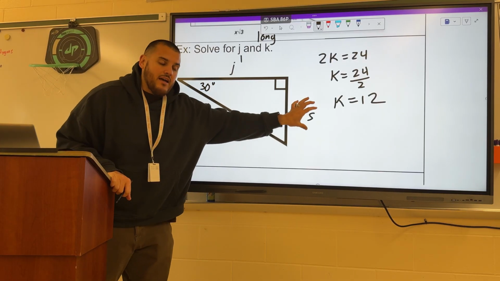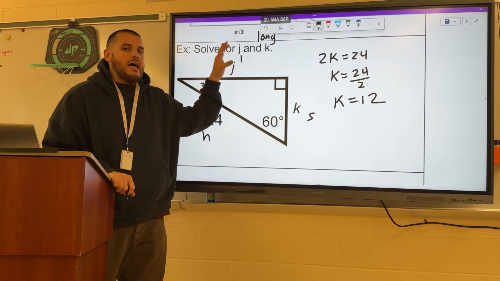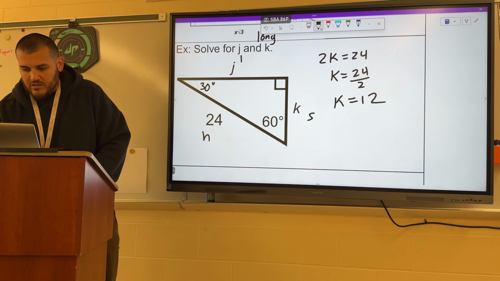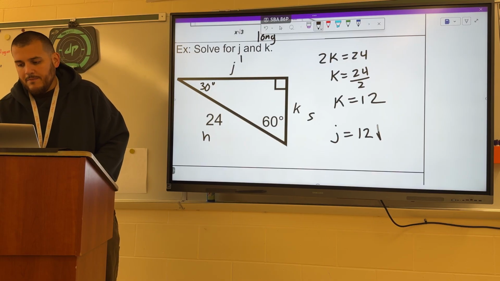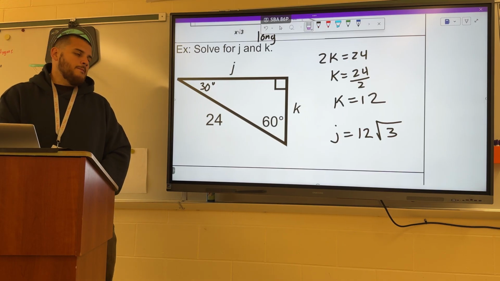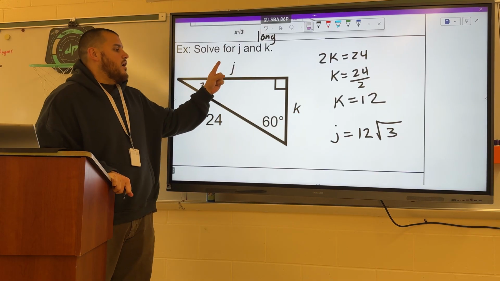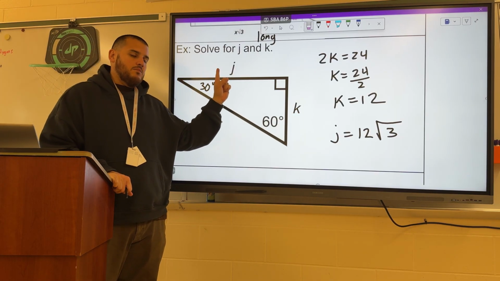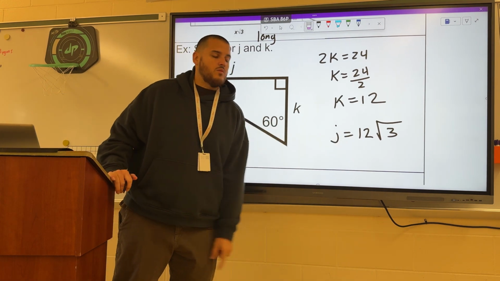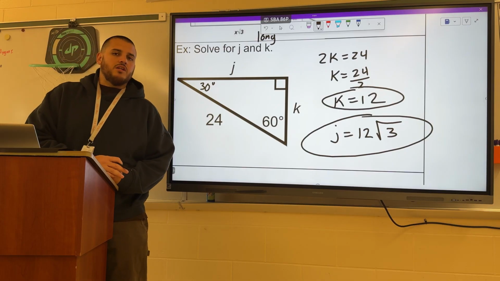Okay, from there, now that we know the short leg, remember the long leg is just the short leg times the square root of 3. So pretty easy there for j. It's just that 12 from my short leg times the square root of 3. So again, that is double the short leg on a 30, 60, 90. Long leg is the short leg times the square root of 3. So we got 12 for k, 12 times square root of 3 for j.